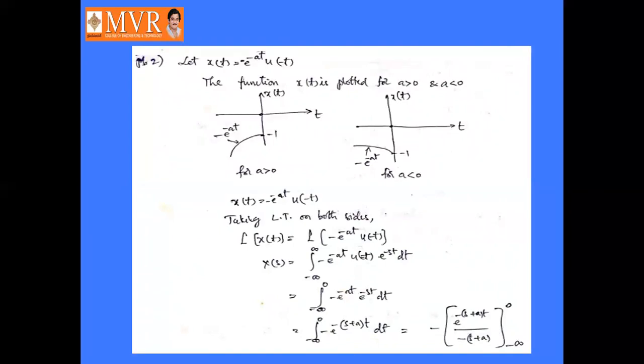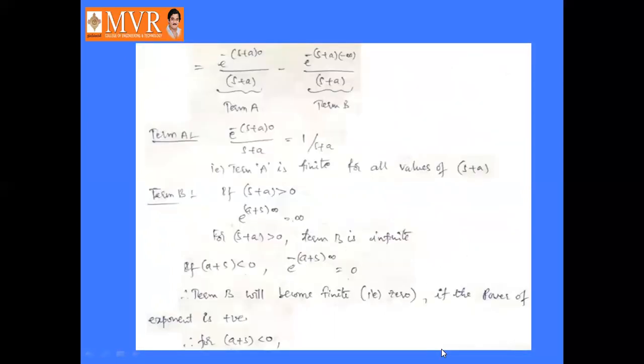So the next problem is minus e power minus a t into u of minus t, right? u of minus t is varying from minus infinity to 0. So from minus infinity to 0, its value is 1, right? So the integral from minus infinity to 0 of minus e power minus a t e power minus s t dt. So this is minus e power minus (s plus a) t dt. By solving this, here also we get term a and term b.